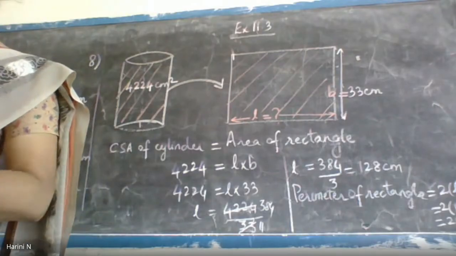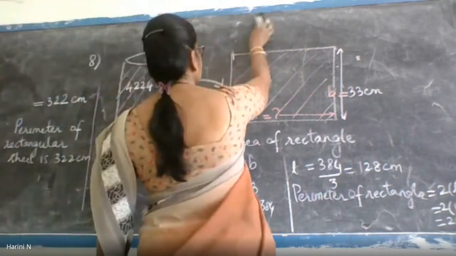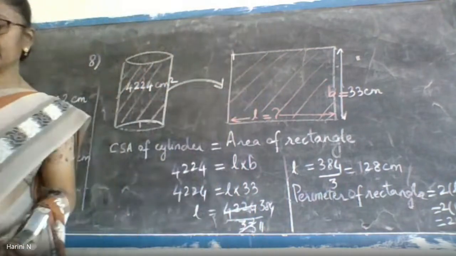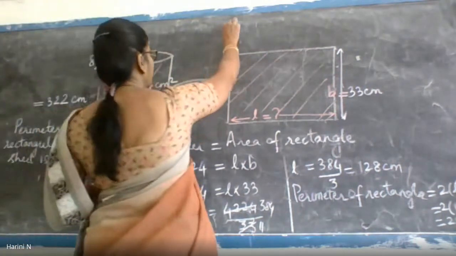Now we will move on to the last portion where we are going to do problems based on volumes of cube, cuboids and cylinder. So we are shifting to the next exercise, which is 11.4 on page number 191. Exercise 11.4, where we are dealing with volumes of cube, cuboids and cylinder.